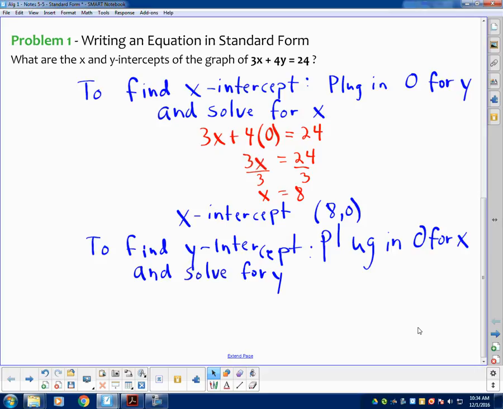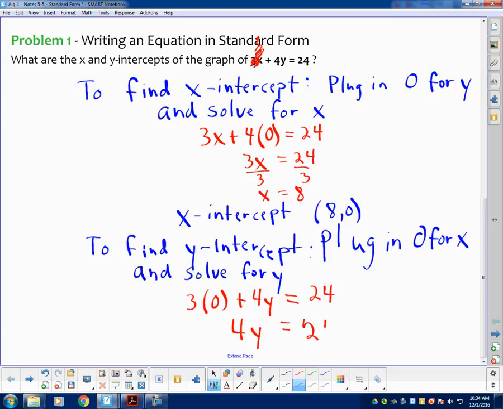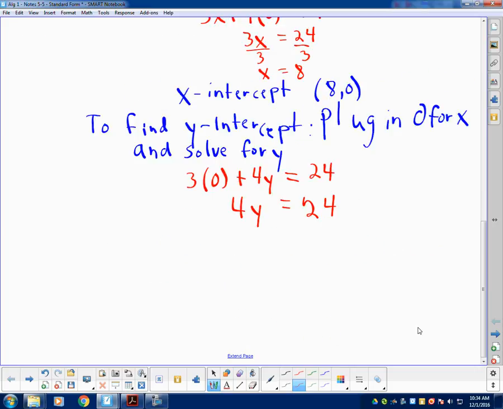So we're going to do that next. We're going to take and plug in 0 for x. 3 times 0 plus 4 times y equals 24. It's equivalent to going up here and just scribbling out that 3x. And so if I do that, solving for y, 3 times 0 is 0, leaving me just 4y equals 24. And if I divide each side by 4, y equals 6.